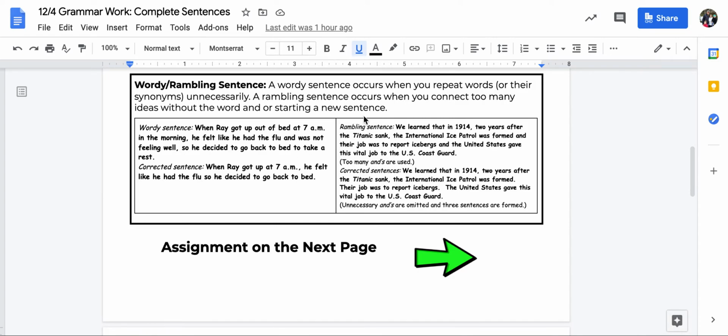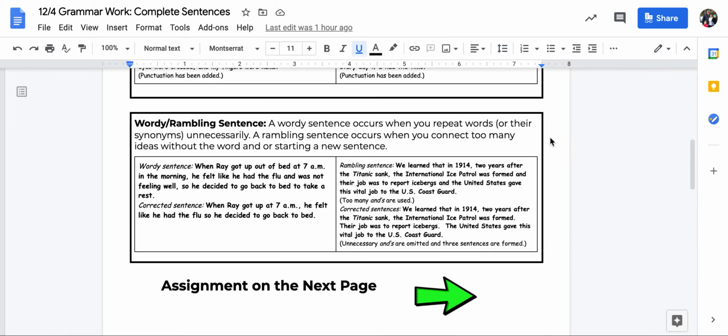Here's a rambling sentence. This goes on and on. We learned that in 1914, 2 years after the Titanic sank, the International Ice Patrol was formed and their job was to report icebergs, and the United States gave the vital job to the U.S. Coast Guard. Oh, took a lot of breath because it's rambling. Okay, too many ands. So how do I fix this? We learned that in 1914, 2 years after the Titanic sank, the International Ice Patrol was formed. Their job was to report icebergs. The United States gave this vital job to the U.S. Coast Guard. So all we did was we took out the ands and we created 3 different sentences.